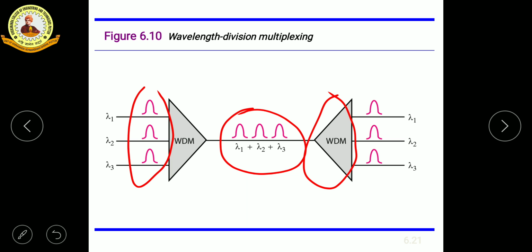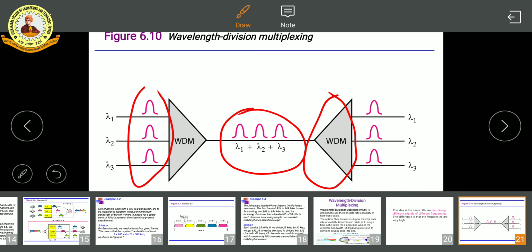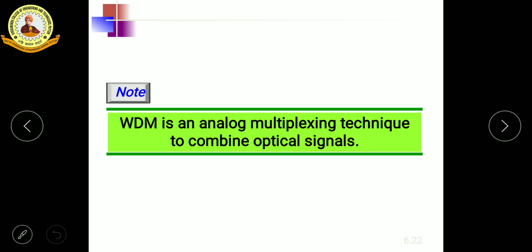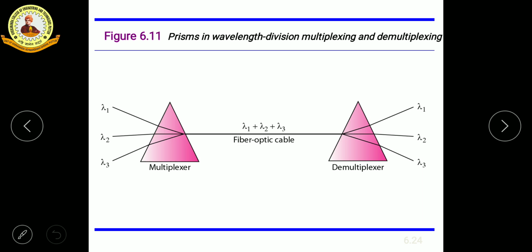Although WDM technology is very complex, the basic idea is very simple. We want to combine multiple light sources into one single light at the multiplexer and do the reverse at the demultiplexer. So the combining and splitting of the light sources are easily handled by a prism. We can see in this figure. Combining and splitting of light sources are easily handled by a prism. This we have learnt in physics.